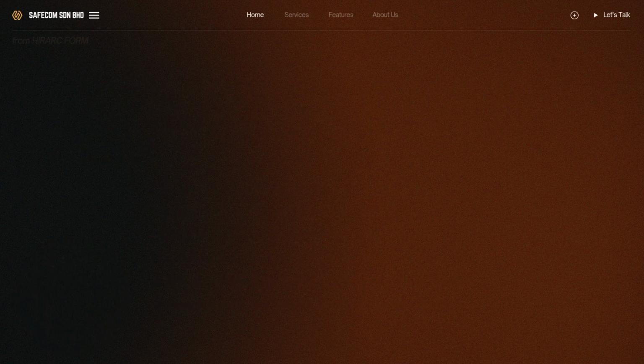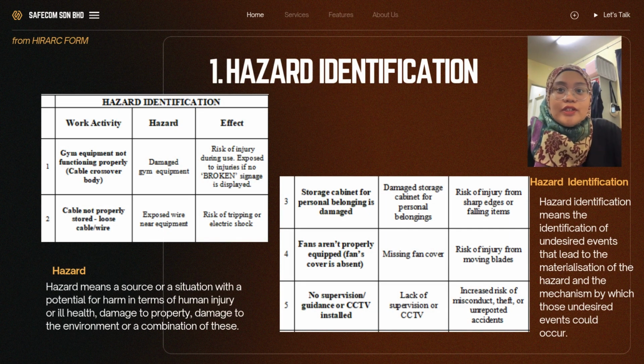Hazard identification means the identification of undesired events that lead to the materialization of the hazard and the mechanism by which those undesired events could occur. The purpose of hazard identification is to highlight the critical operations or tasks, that is, those tasks posing significant risk to the health and safety of employees. In our findings, the hazards focus primarily on safety hazards.